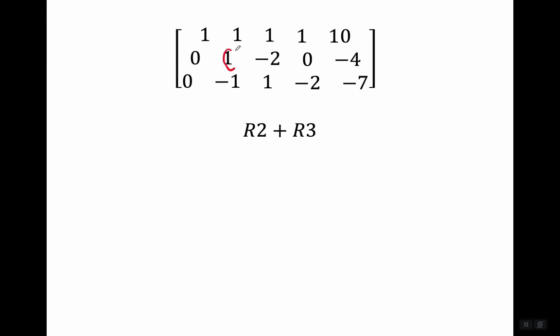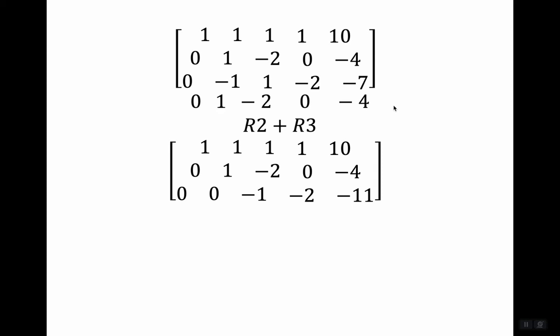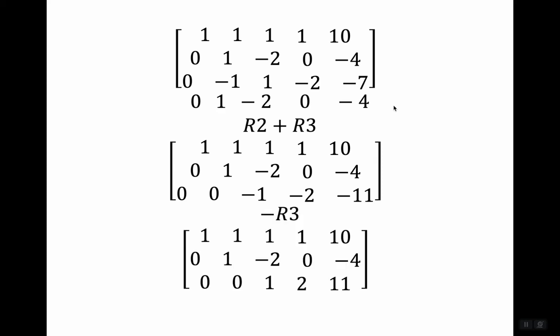We're going to use this leading one to kill off all the entries below it. So let's add row 2 to row 3. Here's row 2, as if you need to be reminded of what row 2 looks like. When we add row 2 to row 3, it will look like this: 0, 0, -1, -2, -11. Oh, we are almost in row echelon form. We don't like this -1, so we multiply it by -1. And we end up with 0, 0, 1, 2, 11 as the third row. Okay, this matrix is now in row echelon form.